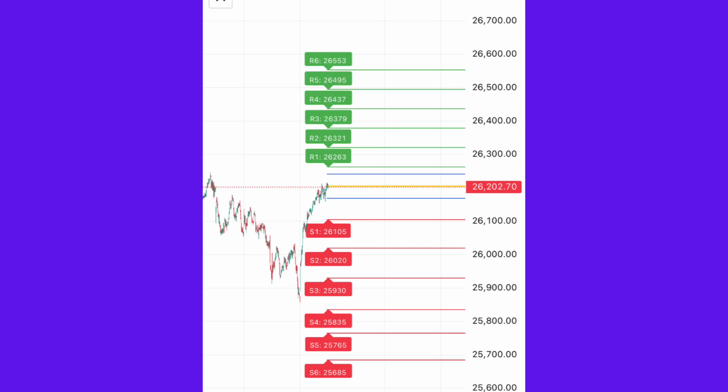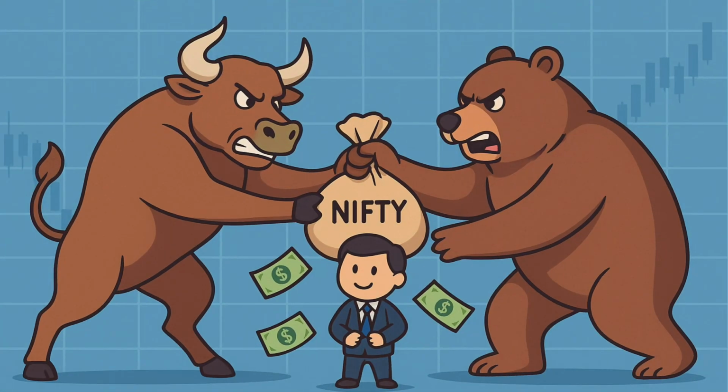Surprise strong gap up. If Asian markets accelerate further, Nifty may open near R1, R2. Expect initial profit booking, then trend continuation. Trend outlook for today. The trend today is expected to be biased positive, not too aggressive, but consistent. Buyers are in control unless Nifty breaks below 26,105.